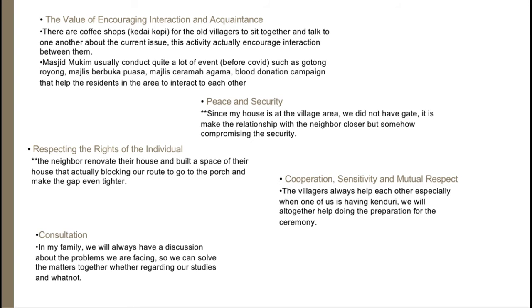Next part is the peace and security. Since my house is in the village area, we did not have a gate. It makes the relationship with the neighbors closer but somehow compromises the security. Next principle is respecting the rights of the individual. The neighbor renovated their house and built a space that actually blocks our road to the porch, and it makes the gap between our houses even tighter.